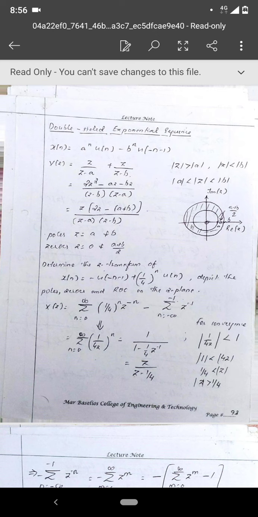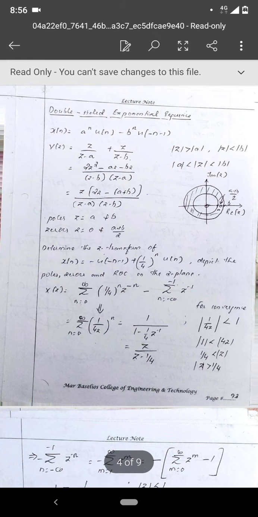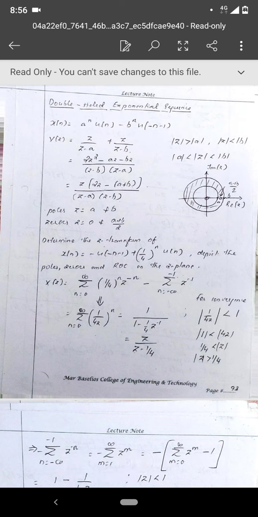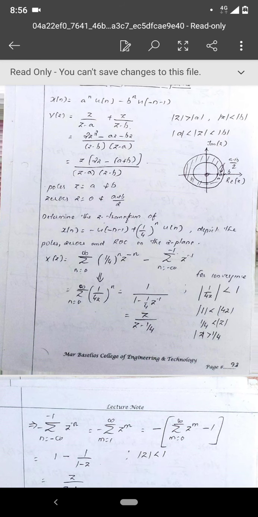I told you in the beginning itself that the ROC is an annular ring between two circles. One circle has the small radius r small, and the outer circle has the radius r large, where L represents large. Here the larger circle has the radius b, and the inner circle has the radius a. If you simplify that, it becomes z into 2z minus a plus b divided by z minus a into z minus b. So you have two poles, one at a and one at b, and there is a 0 at the origin.